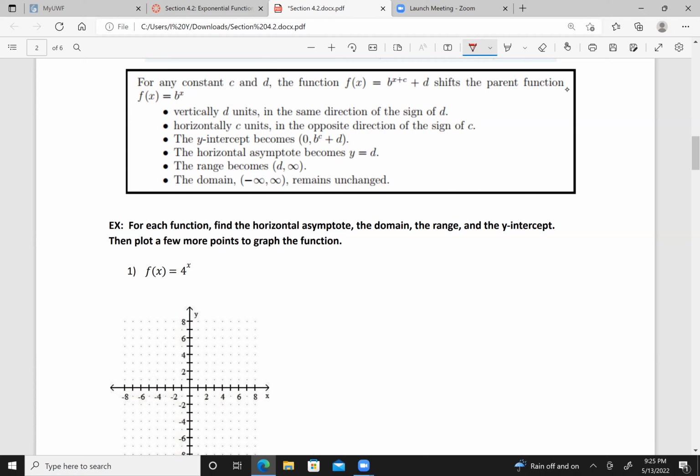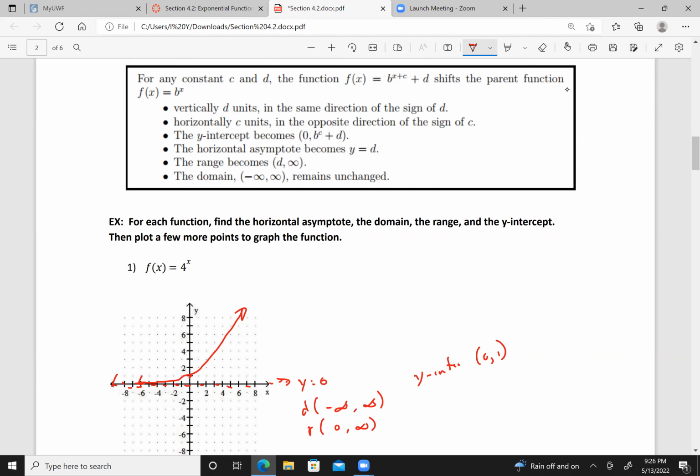So what do we graph? Find the horizontal asymptote. Well, the horizontal asymptote is here at y equals 0. The domain is going to be negative infinity to infinity always. The range, 0 to infinity. Our y-intercept will be standard: the y-intercept is (0, 1), which is right here. So we're looking at this.